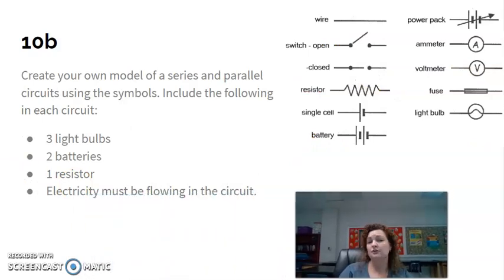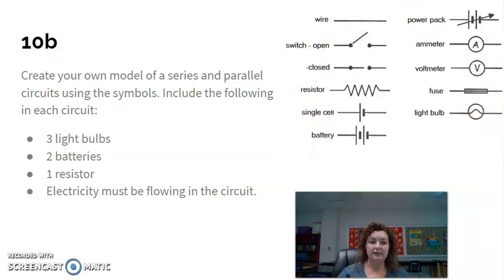Right here, you are asked to draw some circuits using 3 light bulbs, 2 batteries, 1 resistor, and the electricity must be flowing. In other words, it must be closed. So all the wires must be touching each other and attached, right? There should be no openings or gaps in our circuit. Here are some examples of the symbols that you use when drawing a circuit.